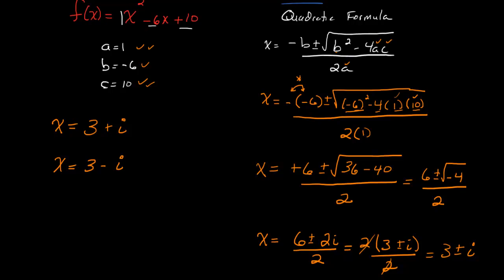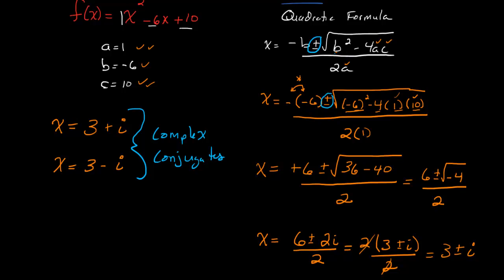One thing that we want to note is that these two values are called complex conjugates. They are complex conjugates because the sign of the coefficient in front of the i changes. So one's a positive, the other one's a negative. Notice with our quadratic formula, we have that plus or minus.